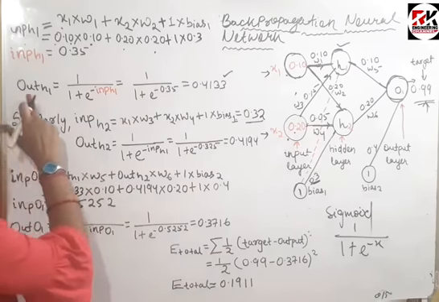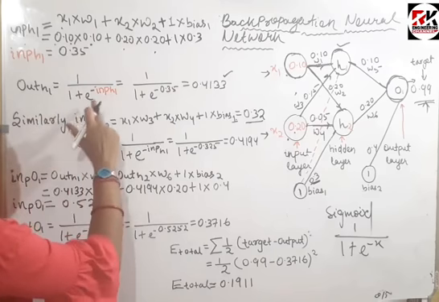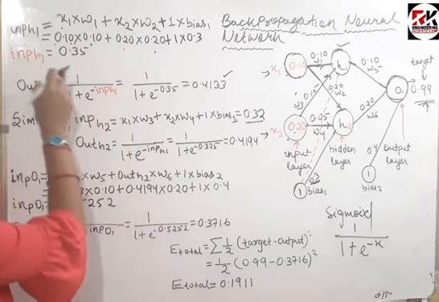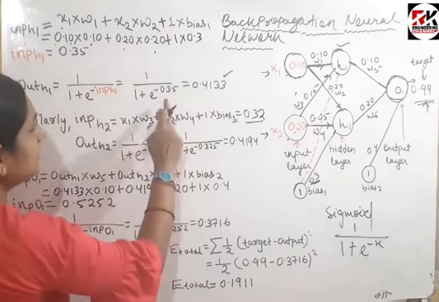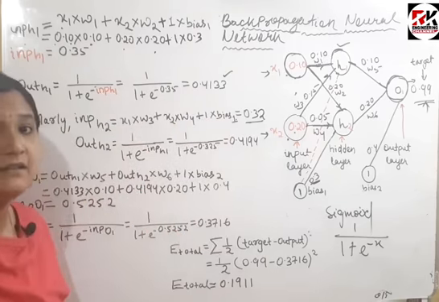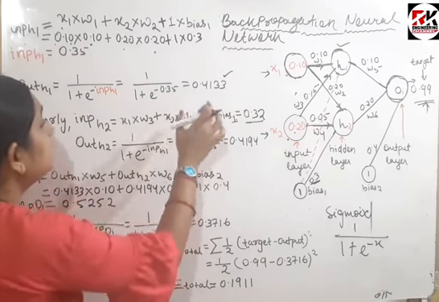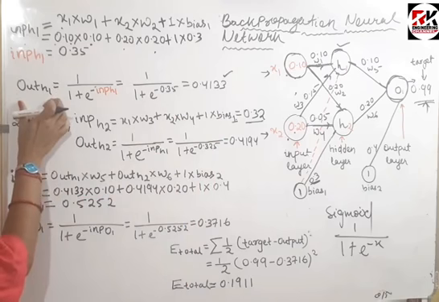So here you can say the out for H1 is equal to 1 by 1 plus e to the power minus x. In place of x, what you have to put? Input of H1. So input of H1 is equal to, after this calculation, 0.35, I will get 0.4133. So I generate 0.4133 as my output of H1 hidden layer.